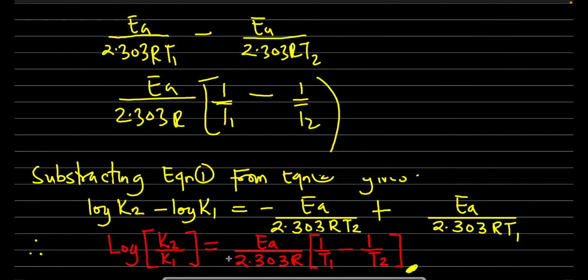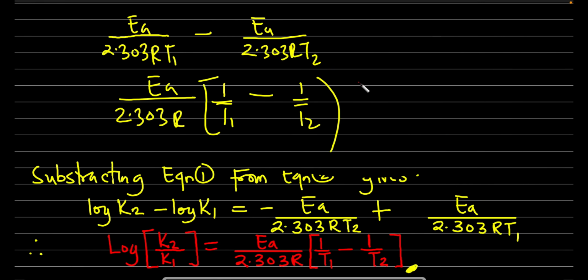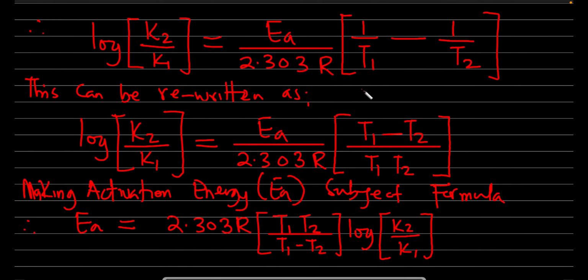So this formula is what we are going to be using to carry out calculations. I had to rewrite the formula here: log K2 over K1 equals this. So this is the formula we need. Most of the time we have 6 parameters: the rate constants 1 and 2, activation energy, gas constant, and T1 and T2. Please take note, this R is the gas constant, always 8.314.